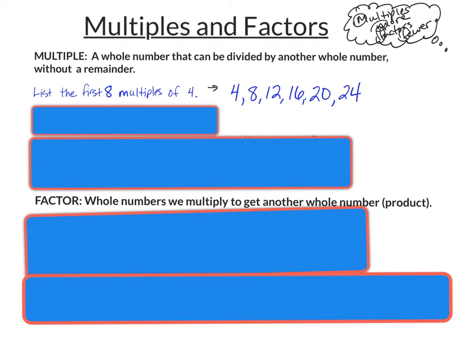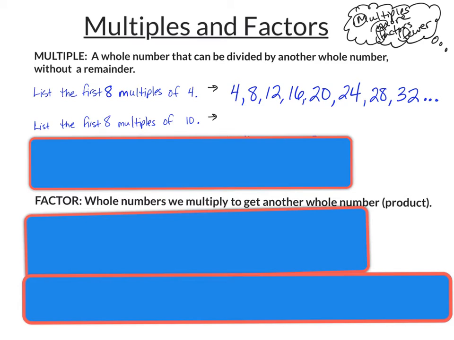I have listed 6 terms, and I need to go to 8. 4 times 7 is 28. 4 times 8 is 32. And the multiples continue on, but I've listed the first 8.